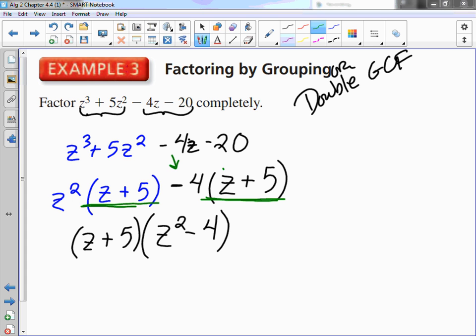Questions on this here? You'll see how this works with grouping, because we're putting stuff together that we can simplify. Any questions on this here?